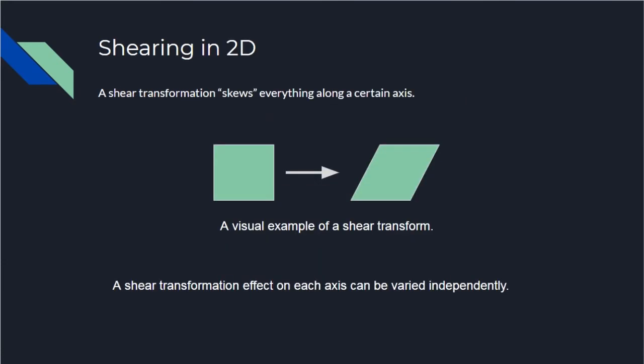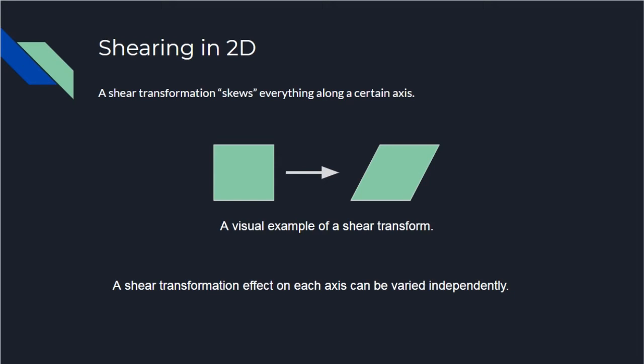Shearing is another linear transformation utilized in computer rendering. Unfortunately, shearing in 3D is a bit harder to visualize, so let's look at it in 2D first. A shear transform sort of skews everything along a certain axis, like in this example where a square is skewed along the x-axis and ends up like a parallelogram.